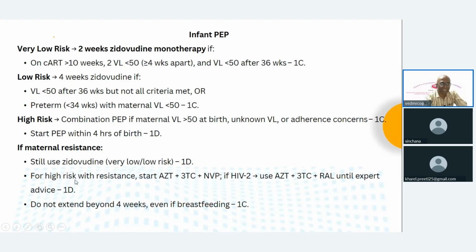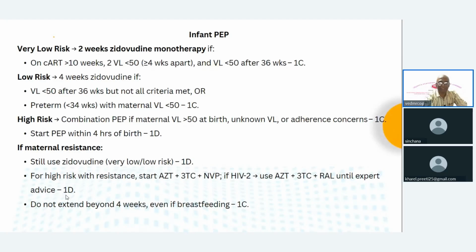Now you have got high risk with resistance. But if the baby is high risk and maternal resistance is there, then what is recommended? You have to give zidovudine, lamivudine, nevirapine. And if it is HIV2, in that particular case, use zidovudine, lamivudine, and raltegravir until advice. So very low and low risk, you will give monotherapy. But if it is a high risk with maternal resistance, it is zidovudine, lamivudine, nevirapine for HIV1, and for HIV2, zidovudine, lamivudine, raltegravir.